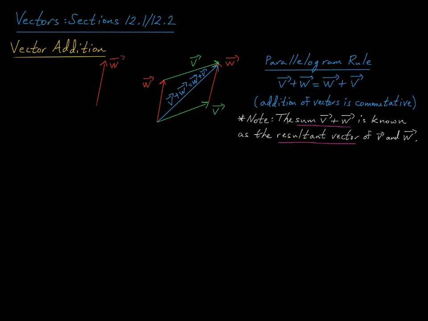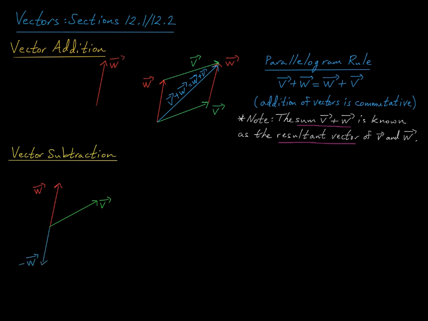So when you sum two vectors together, the sum v plus w, we call that the resultant vector of v and w. Okay, so how about vector subtraction? Well, for that, the idea here, at least to begin, is to think about adding v to negative w. So what's the opposite of w?